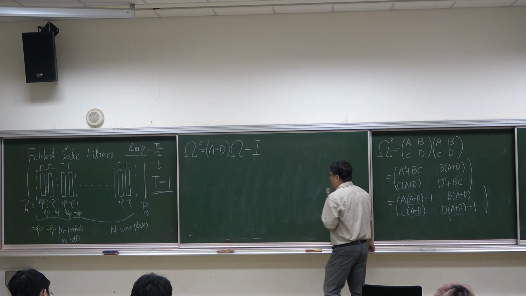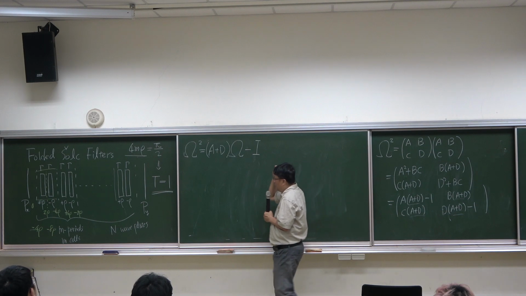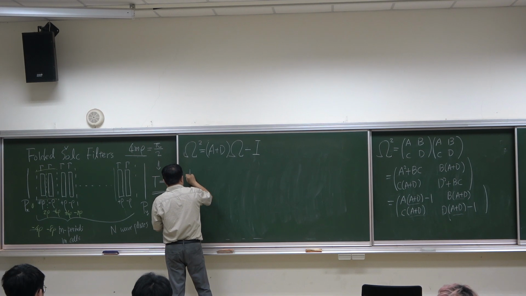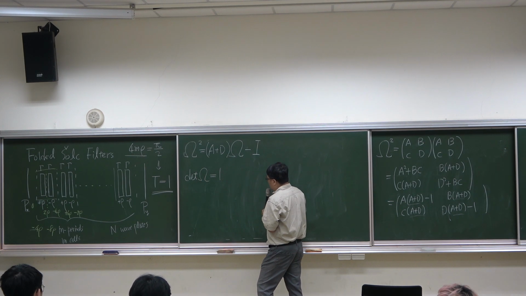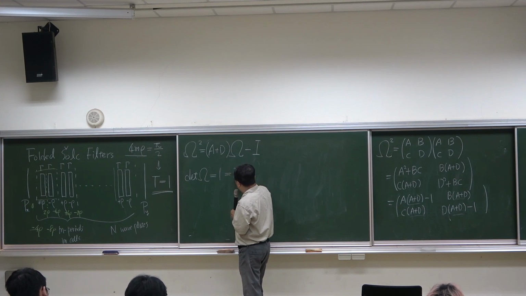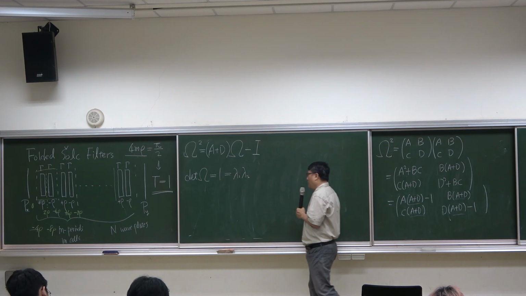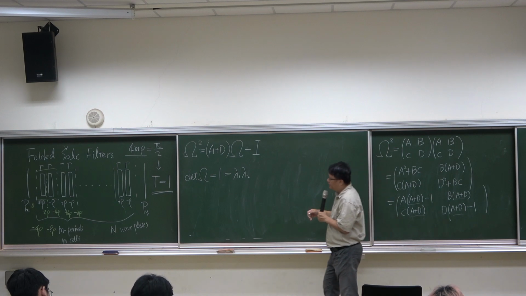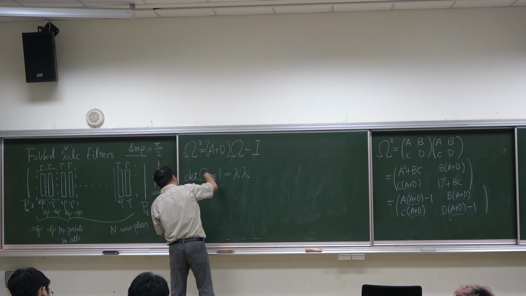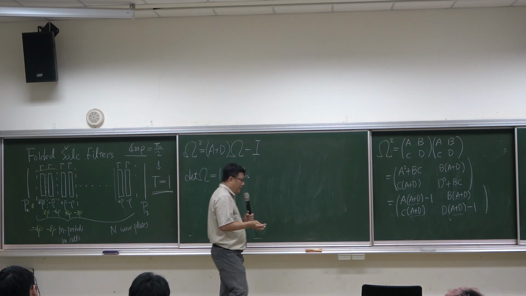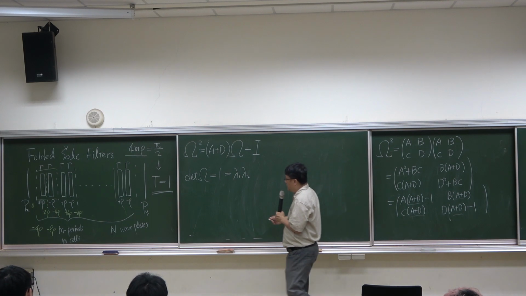Before we proceed further, we know that determinant omega equal to 1 implies that the product of the two eigenvalues of omega is equal to 1. This is because we can diagonalize omega to get its eigenvalues.